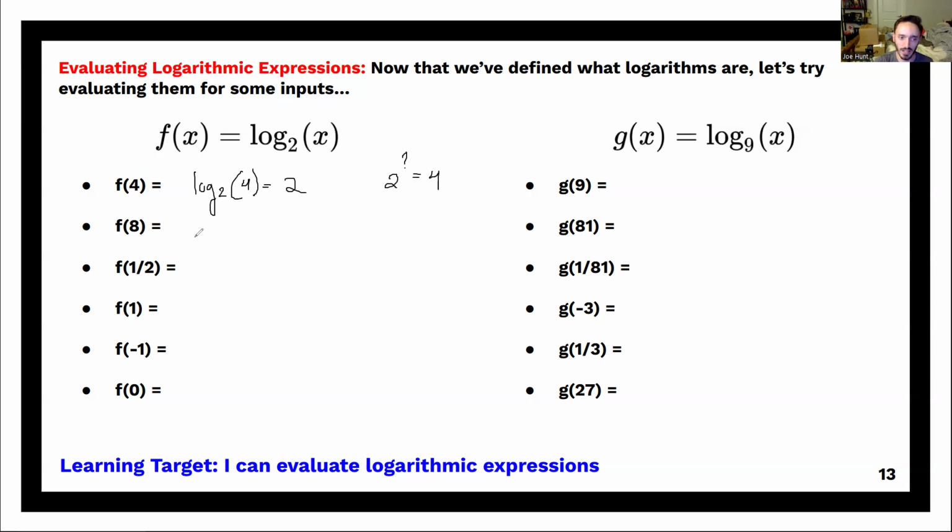If I'm taking a look at, say, f of 8, where I've got the log base 2 of 8, what I'm really trying to say is 2 to the what is equal to 8. And in that case, it's 3. 2 by 2 by 2 is 8.